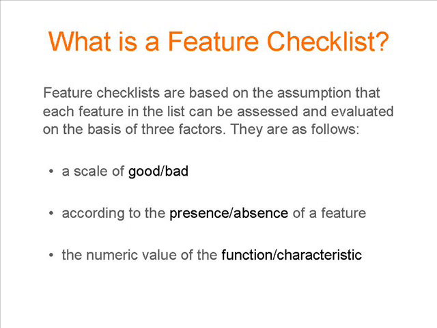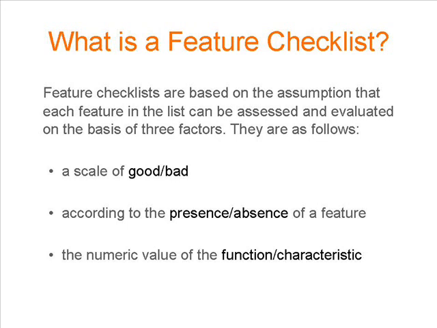Feature checklists are based on the assumption that each feature in the list can be assessed and evaluated on the basis of 3 factors. They are as follows. A scale of good to bad. For example, investigators rate each feature on a scale of 1 to 10, 10 being the best and 1 the worst, according to the presence or absence of that feature.